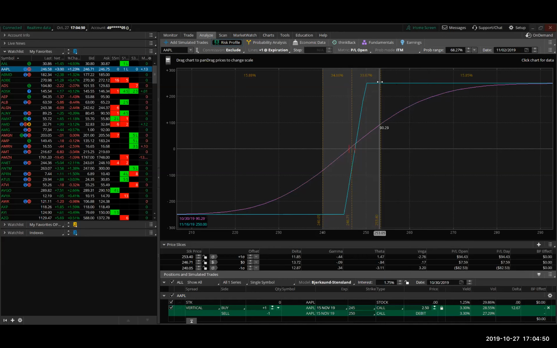And let's just say Apple only gets to 240. Look how much I'm down. Now I'm only down $83. Let's say Apple gets right back to where I bought it. Now I'm only down $7, or excuse me, now I'm up $8. If Apple gets right back to where it was, instead of being down almost $250, down $230, I'm up $8. So it's actually in my favor to hold it through to expiration.